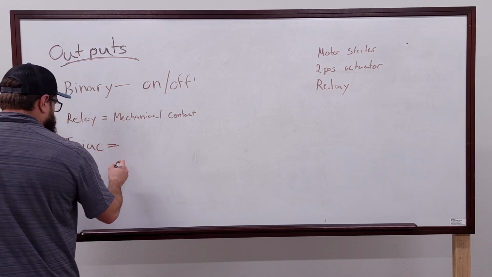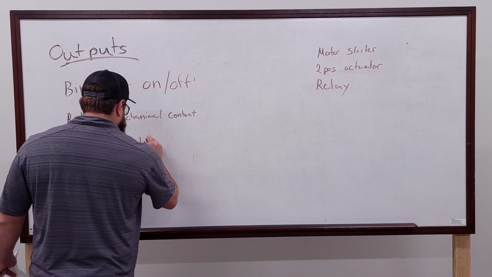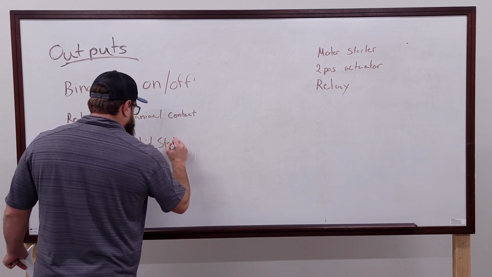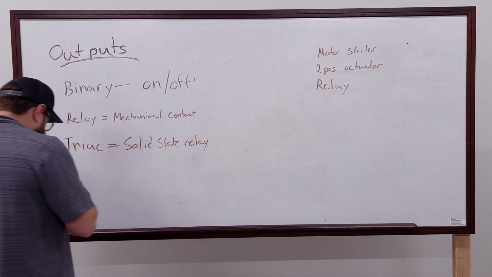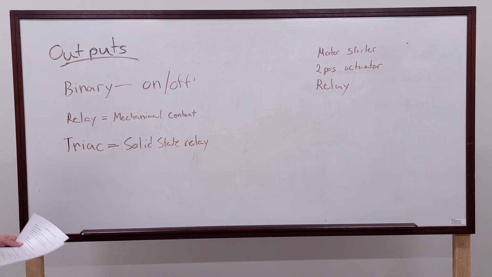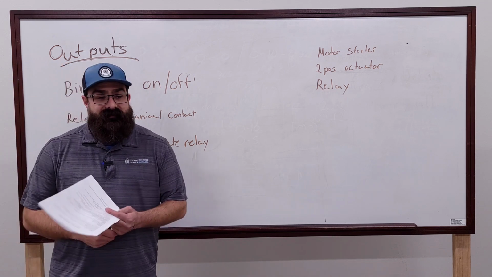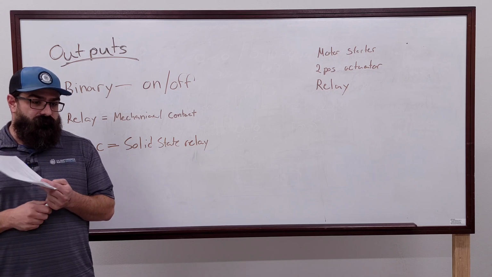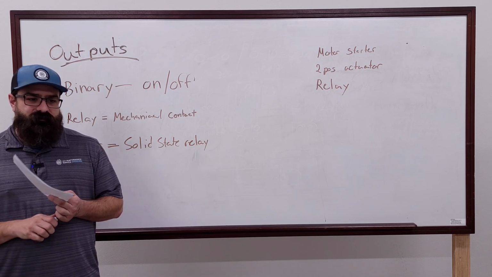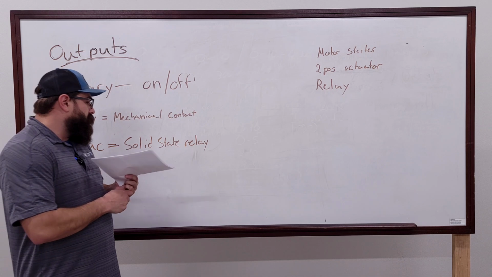So a Triac is a solid state relay. They can only do AC loads, so no DC. So you're only going to get like 24 volts AC out of most of them. We don't really have any controllers that switch 110 or anything crazy like that.